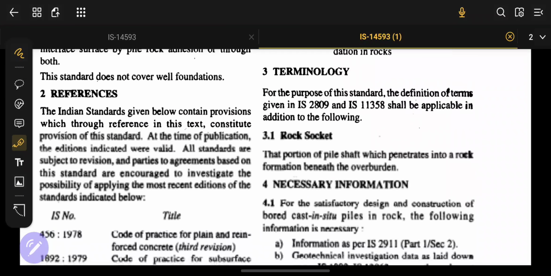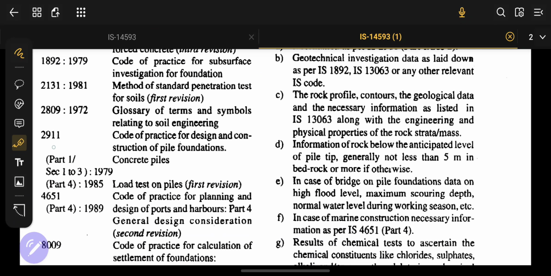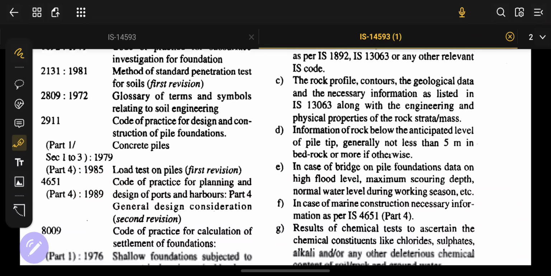Now these are the references, and we must keep in mind that these are the older references, like 1978, 456. The latest reference is 2000. Similarly, 2911, latest reference is 2010. These are the old references. So this is also old. 4651 is revised in 2021, 23, I guess. Some revisions are there after this one, so that we can refer.